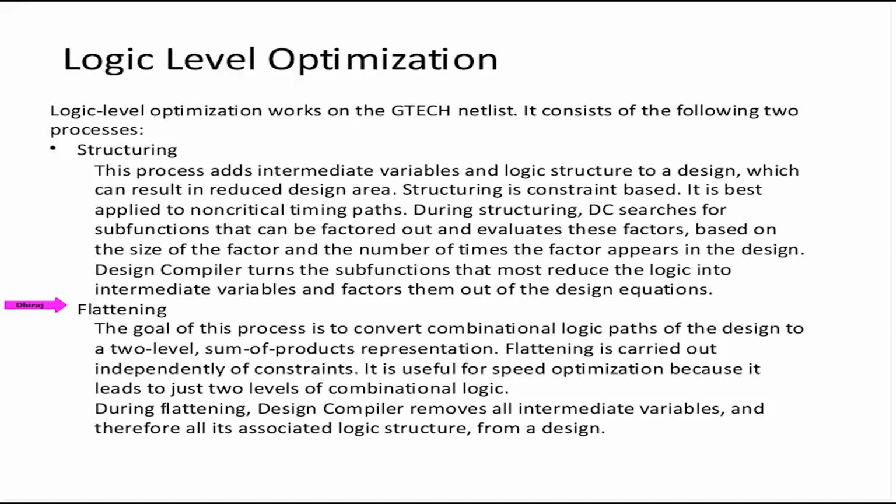This is carried out independently of constraints, and it is very useful for speed optimization for high performance circuits. Why? Because there are just two levels of logic between input and output, although the area is more. So for timing critical parts where you have such combinational expressions, DC will use this process to make sure that there are minimal levels of logic between input and output, so that speed is of primary importance here and the area is correspondingly more.